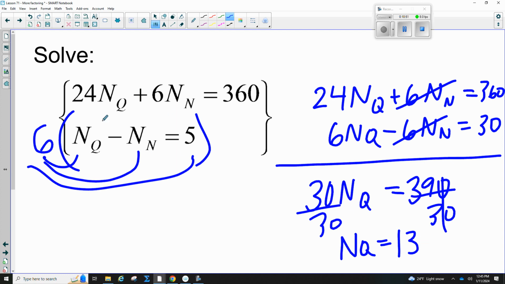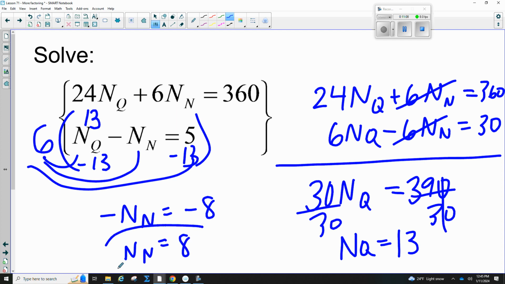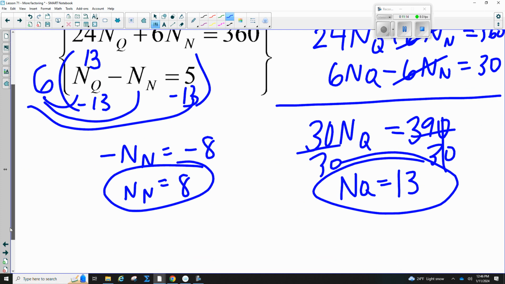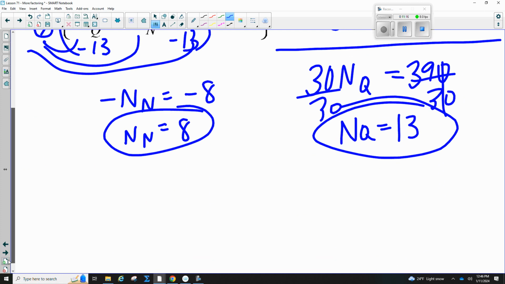If NQ is 13, right, I can subtract 13 from both sides right here. Negative NN is equal to negative 8. Divide by a negative 1, and so NN is equal to positive 8. You don't have to write these problems as coordinates. You know how usually we get x comma y? These don't represent a coordinate point. We're talking about a number of something, so you just leave it like that. All right, that's it. That's subscripted variables.